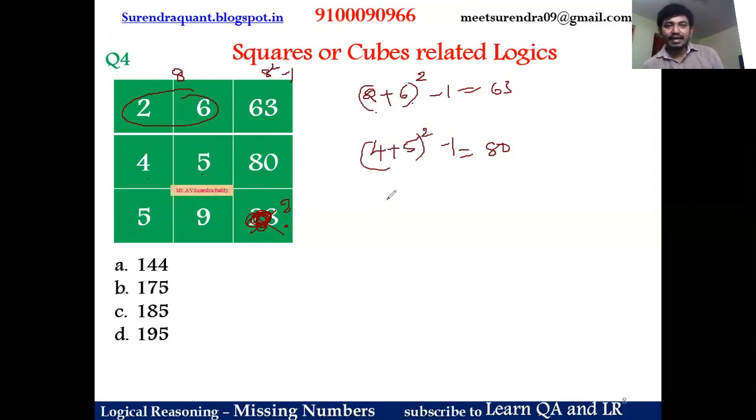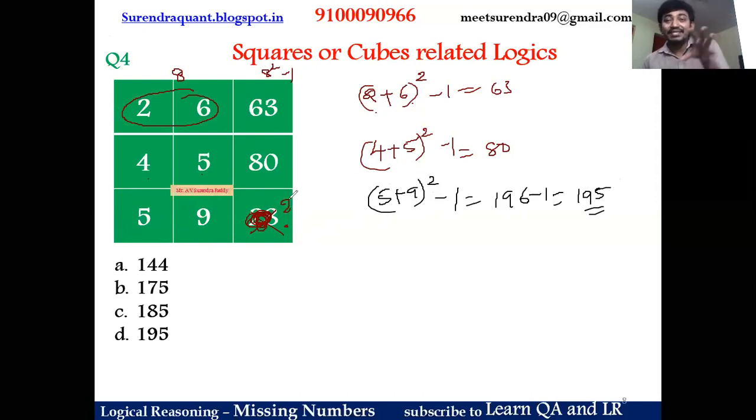Now 5 plus 9 whole square minus 1. So 5 plus 9 is 14, square is 196. Minus 1 is 195. So here 28 is not there. In place of 28, the missing term, a question mark should be there. The answer is D, guys. 195 is correct. Right? Okay, let's move on to the next question then.